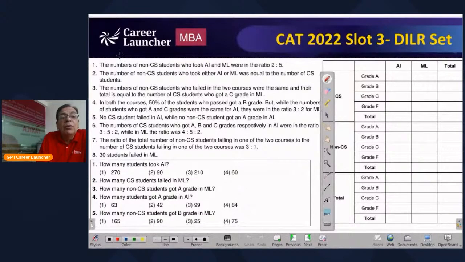The number of non-CS students who took AI and ML were in the ratio of 2:5. Non-CS students, so this is 2x, this is 5x. So obviously that means this is going to be 7x. That means the total number of non-CS students will be 7x.